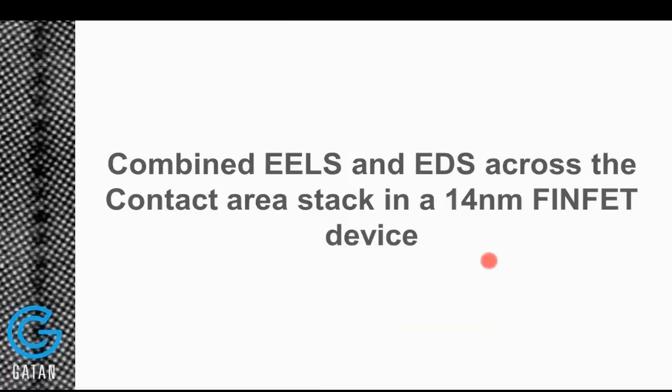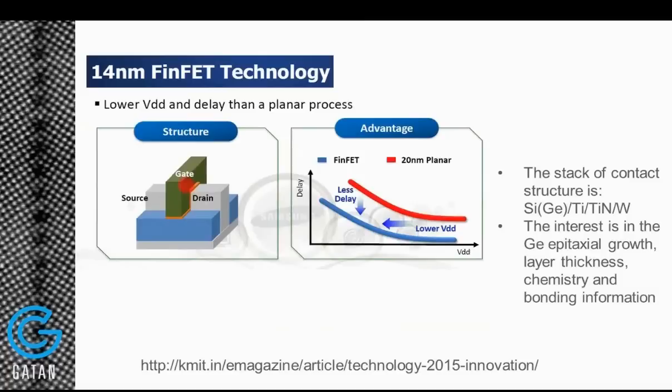Well, in case you wonder what a FinFET technology is, here we have a schematic of a 14 nanometer FinFET technology. In this particular case, we decided to focus on the contact area, which is in general made of silicon germanide, titanium, titanium nitride, and tungsten. This area is pretty crucial because it's really hard to grow in a good way. If you make some mistakes during the growth, this might affect the electrical performance of this particular device. In general, people are interested in the epitaxial growth of the germanium, the thickness, and the chemistry across the entire stack.